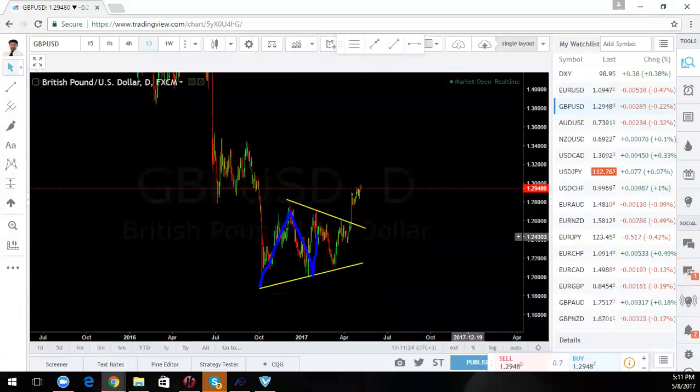1, 2, 3, 4, 5, and this should go down. And then when it didn't turn into a triangle, what happens? Everybody says, hey, your Elliott wave is not working. What happened? And we were saying, guys, be careful. This thing might not be a triangle.